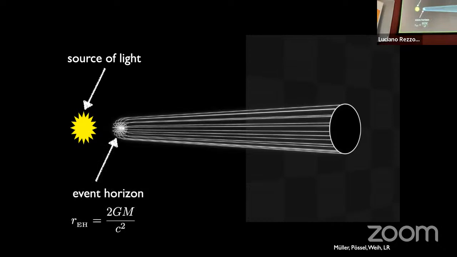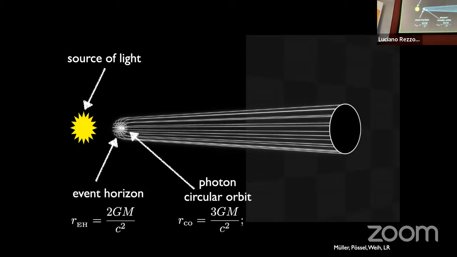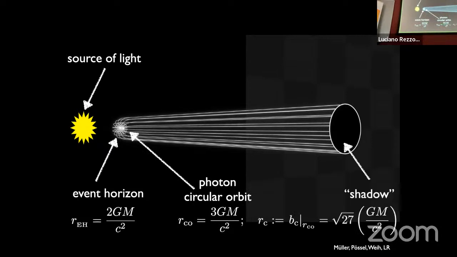To be more precise, the event horizon in Schwarzschild is twice the mass. The unstable photon circular orbit is 3M, and the shadow is the projection at infinity. So it's the impact parameter at the circular orbit, and this is square root of 27 M, which is roughly 5.2M. So the shadow is about a factor 2.5 larger than the actual event horizon.